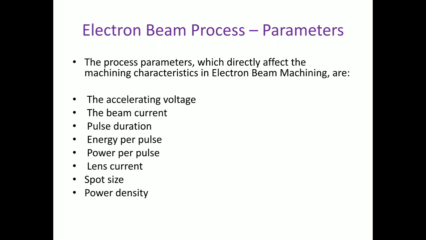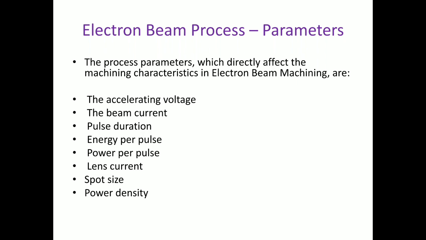Pulse duration: if pulsating machining is being done, what is the pulse duration? 1 second, 1 microsecond, 1 millisecond? What is the duration? Or 2 minutes, 1 minute? What is the pulse duration? Energy per pulse means how much energy is provided per pulse. Power per pulse means how much energy per second is being produced per pulse.